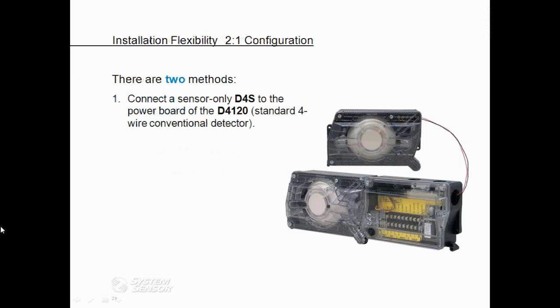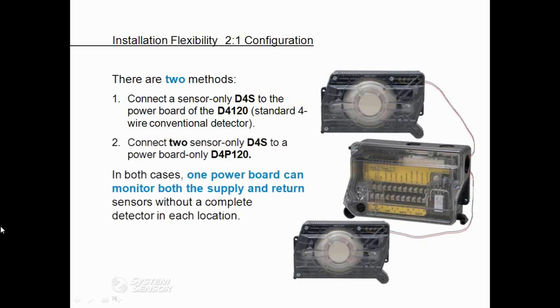Another feature that can be utilized with the System Sensor duct smoke detectors is the option to monitor a second sensor from a single power board. This is perfect for situations where supply and return duct smoke detectors are required. The 2-to-1 capability is able to be achieved in 2 ways. The first way, which is pictured here, is to connect a D4S, which is the sensor-only component, to the power board side of the D4120, which is our 4-wire conventional duct smoke detector.